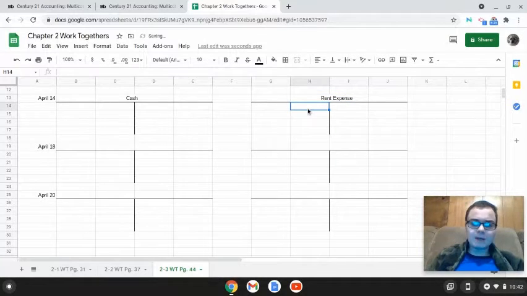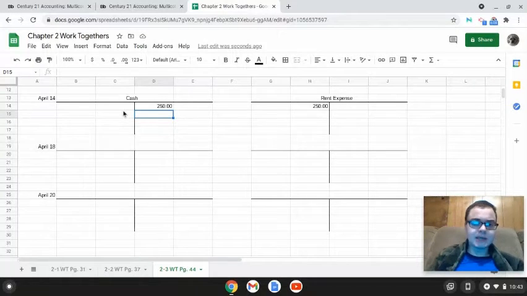Okay, now we have to figure out what account gets debited and what account gets credited. The transaction read that we paid cash for rent expense and the amount was $250. Anytime that we pay cash for something, that means that our cash account is going down or being decreased. So for this transaction, we are going to debit rent expense for $250, and then we're going to credit cash for the same amount.